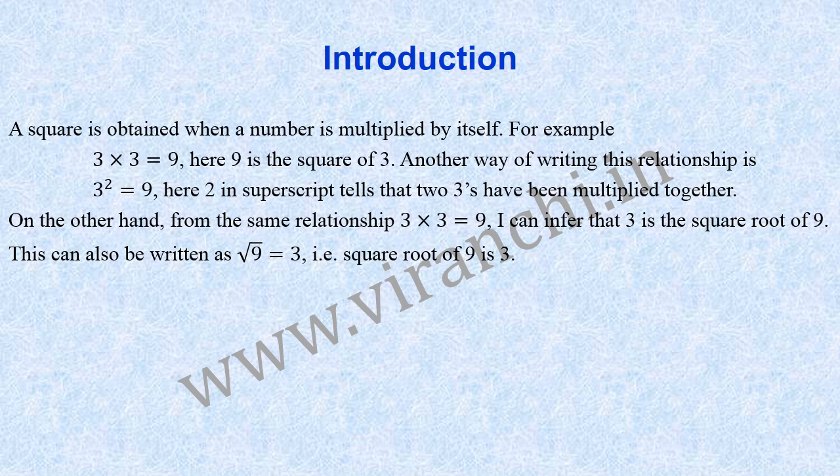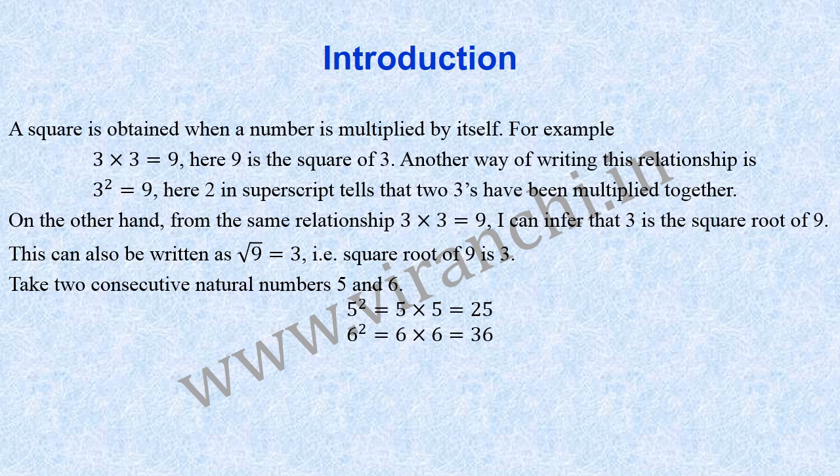Is that the case with all other natural numbers? To understand this, let us take two consecutive natural numbers 5 and 6. What are the squares of these numbers? Square of 5 is 5 multiplied by 5, which is equal to 25. And square of 6 is 6 multiplied by 6, which is equal to 36. So for 36, we have a natural number 6, which when multiplied with itself gives 36. And same is the case with 25.